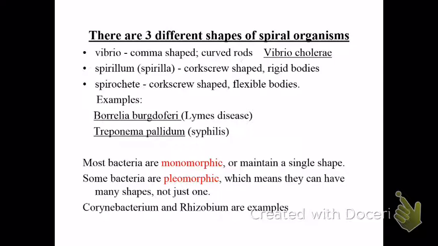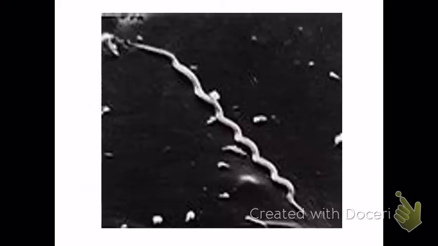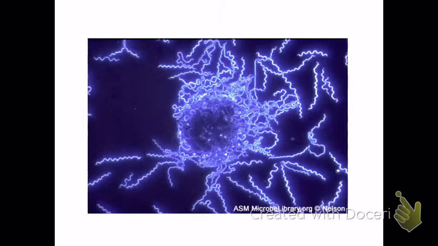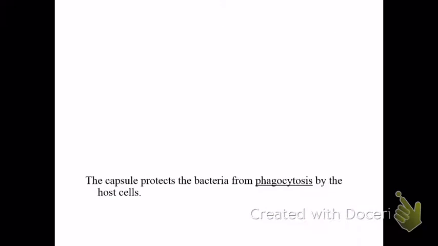So on the test, make sure you know the examples. So 2 examples of spirochetes are listed there, Borrelia burgdorferi and Treponema pallidum. 2 examples of pleomorphic organisms are Corynebacterium and Rhizobium. So make sure that you know those examples for sure. And there's a picture of a spirochete under an electron microscope. There's some more pictures.